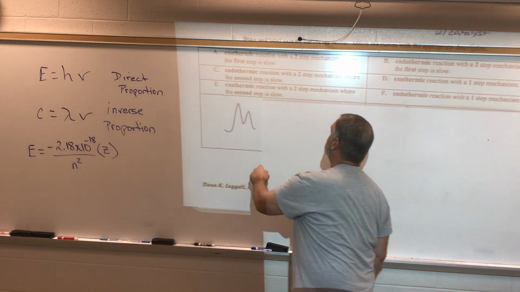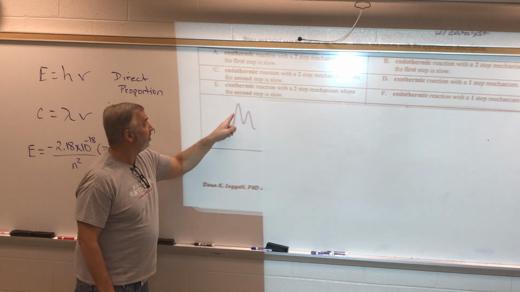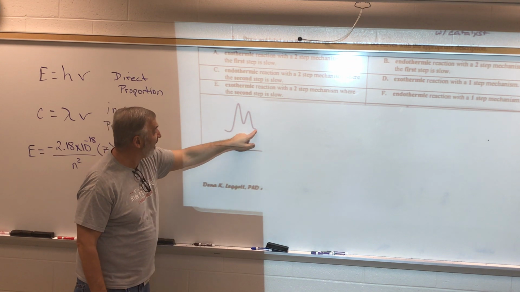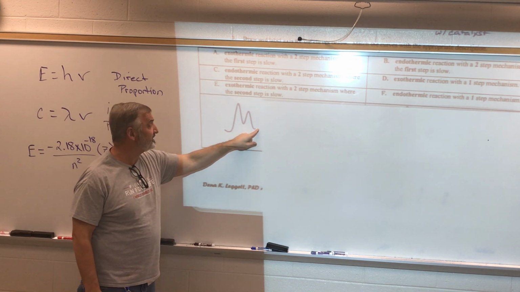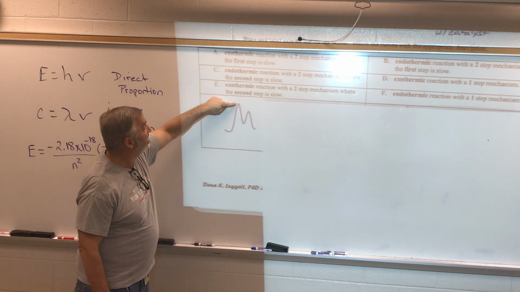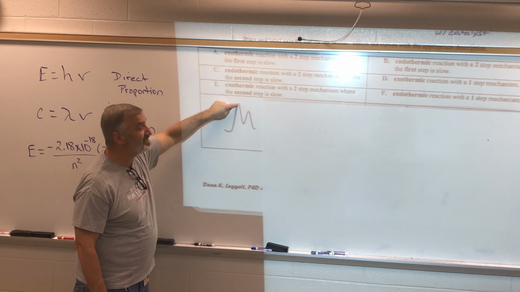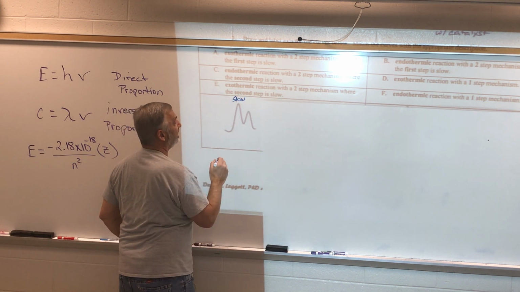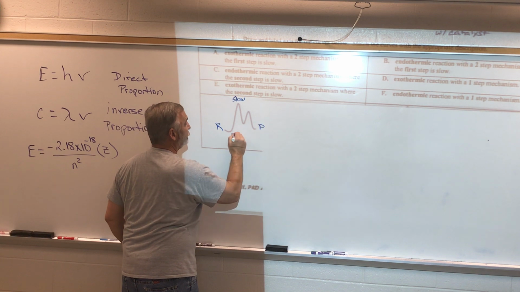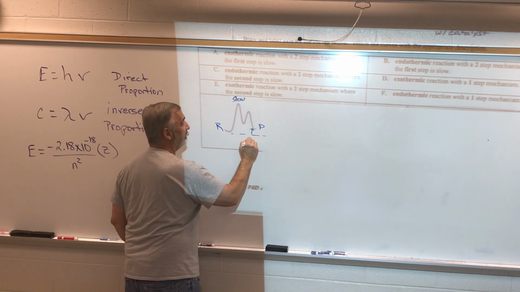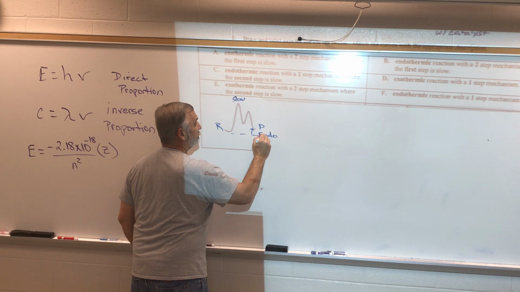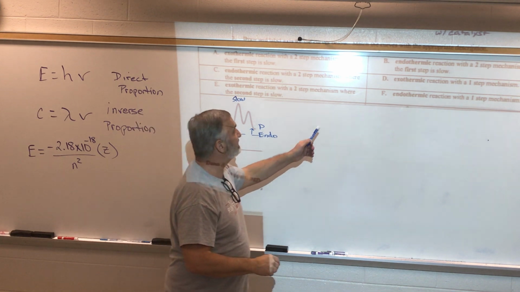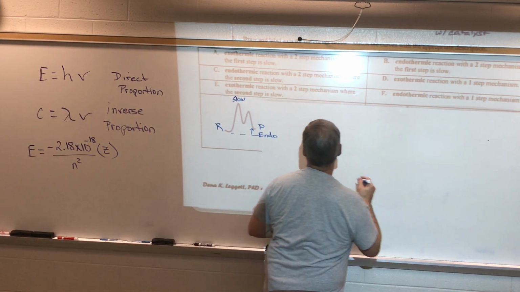So now I have an energy diagram, but it's got two peaks. So that tells me I have a two-step mechanism. The products are higher than the reactants, so I know it's endothermic. Since this is the higher activation energy than this, that makes this the slow step. Okay? So this is my slow step. This is reactants, this is products. We're going up in energy, so it's endothermic. Okay, so I find the one that says an endothermic two-step mechanism for the first step is slow. That's going to be B.